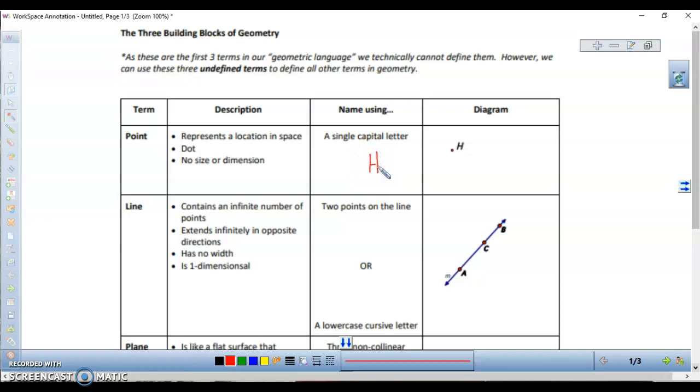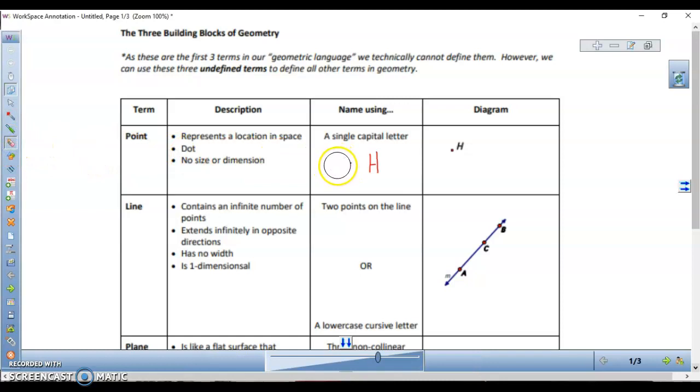Now one thing I want to point out is a common mistake: students like to write, oh, it's called point H. But in actuality, you don't need to write the word point, because in geometry, a capital letter means point. So really, if I were going to read this, it would say point H, which is a bit redundant. So just one capital letter is sufficient for you to name a point for me.